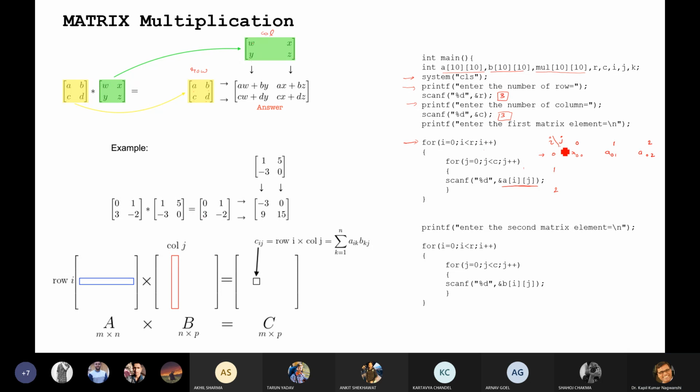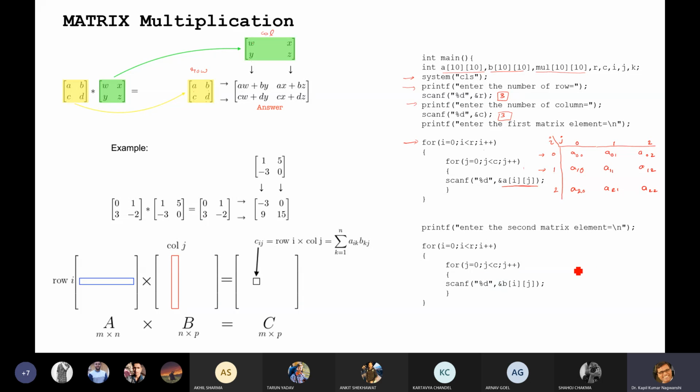Now it will start scanning for i equals 1. So now a10 will be scanned. Then a11 and a12 will be scanned. And finally, a20, a21, and a22 will be scanned. So these numbers are stored. This is for matrix A.